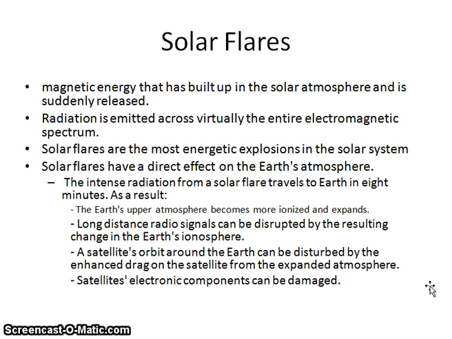The intense radiation from a solar flare travels to Earth in 8 minutes, which is super fast. And as a result, the Earth's upper atmosphere becomes more ionized and expands. Long-distance radio signals can be disrupted by the resulting change in the Earth's ionosphere. A satellite around the Earth could be disrupted, or it could be damaged. So yes, solar flares do have an impact on some of the technology that we use here on planet Earth. But as far as your life day to day, solar flares don't really disrupt it that much.